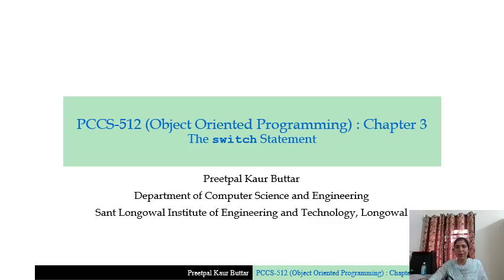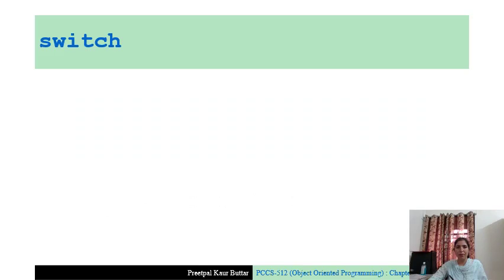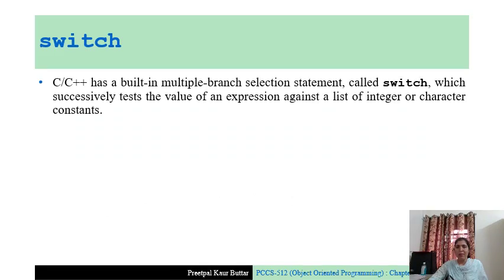In this lecture, we are going to discuss the switch statement. Switch statement is a multi-branch selection statement. Multi-branch selection statement means you have the value of an expression. Suppose you have a value for a variable day, and then the switch statement tests it against a list of constants. Those constants can be integer or character. For example, 1, 2, 3, 4, 5, 6, 7.